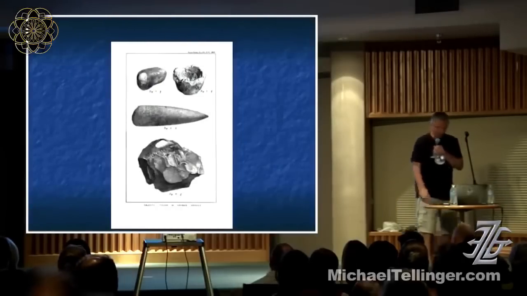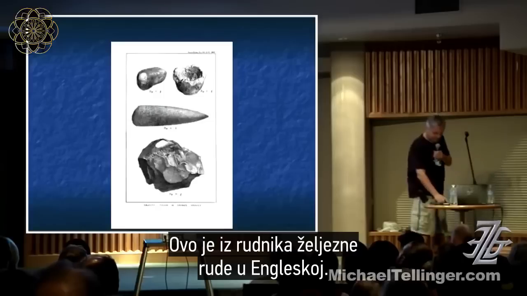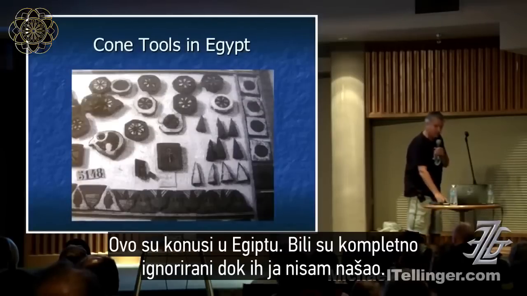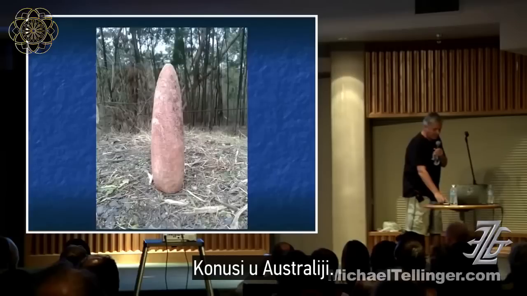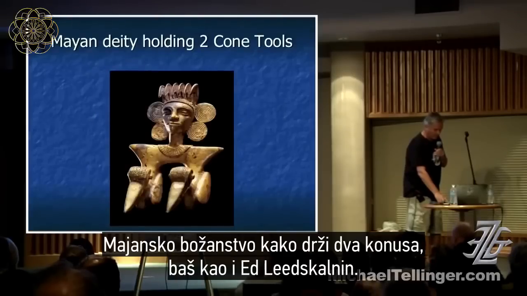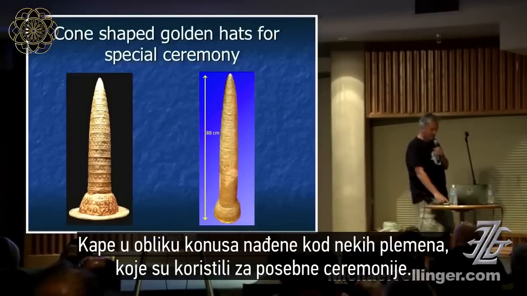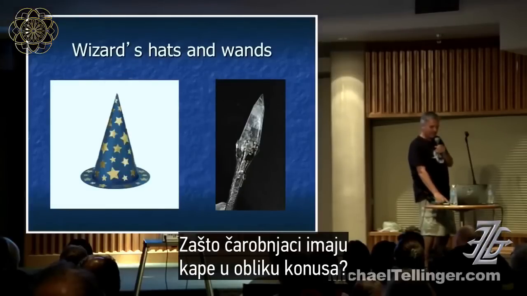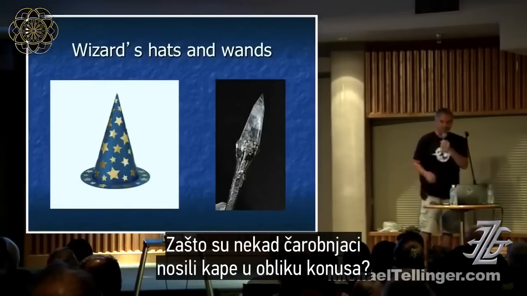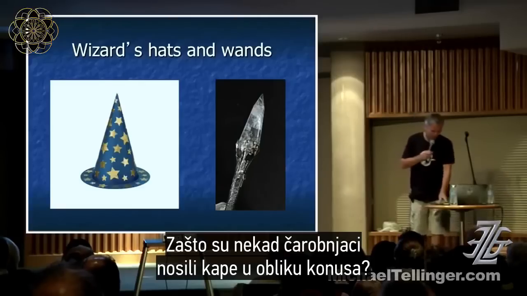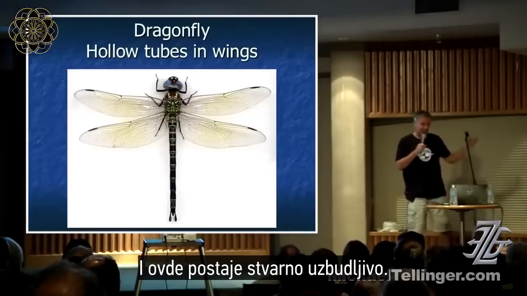This is from an iron mine in England. These are cones in Egypt. They were completely ignored until I found them. Cones in Australia, a Mayan deity holding two cones, just like Ed Leedskalnin was apparently seen. These cone-shaped hats are found in some tribes and were used for special ceremonies. Why do wizards have hats as cones, and why are wizards' wands cone-shaped? And this gets really exciting.